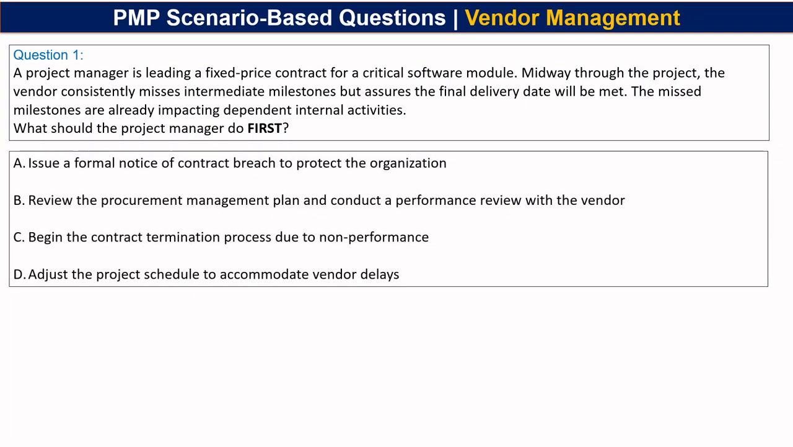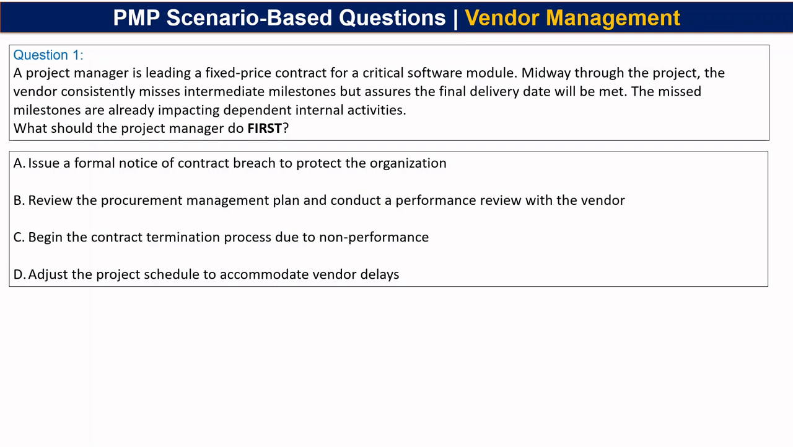The options are A. Issue a formal notice of contract breach to protect the organization. B. Review the procurement management plan and conduct a performance review with the vendor. C. Begin the contract termination process due to the non-performance. And the last option, D. Adjust the project schedule to accommodate vendor delays. Guess the right option.